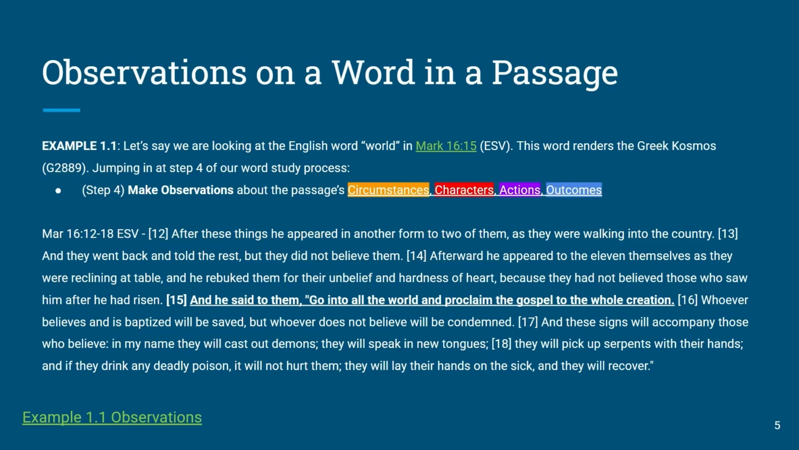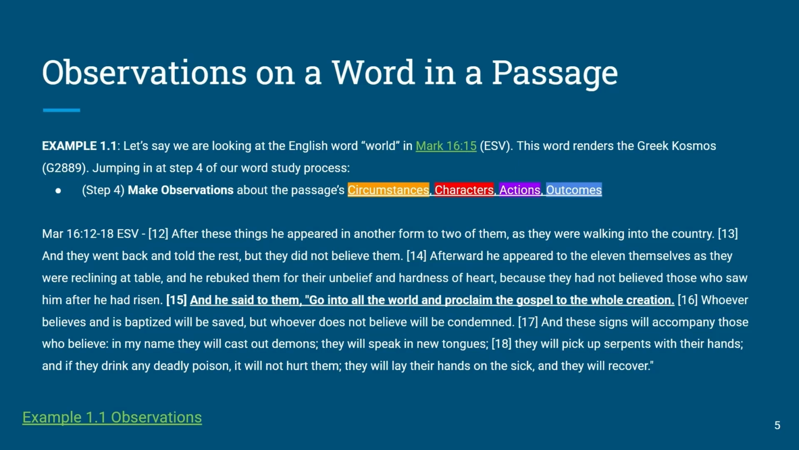Let's take a look at this first example. We're going to make some observations on a word in a passage. In this first example, we're looking at the word world in Mark chapter 16, verse 15. I'll be using the English Standard Version. So this word, world, is the Greek word cosmos, and that's got the Greek Strong's number, G2889.